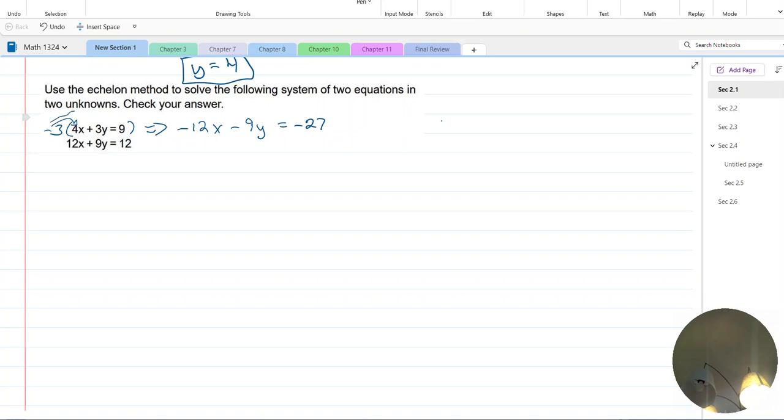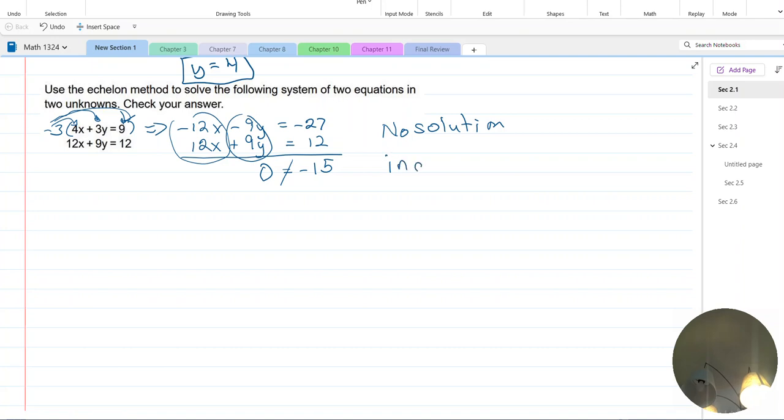Now, in doing this process, know that you must do it to every term. Every term. And then I'm going to bring down the next one. I'm going to add them together, and this zeros and this zeros. So I have 0 equal to a negative 15. Well, that's not true. So, no solution. This is inconsistent, because 0 can never equal negative 15.